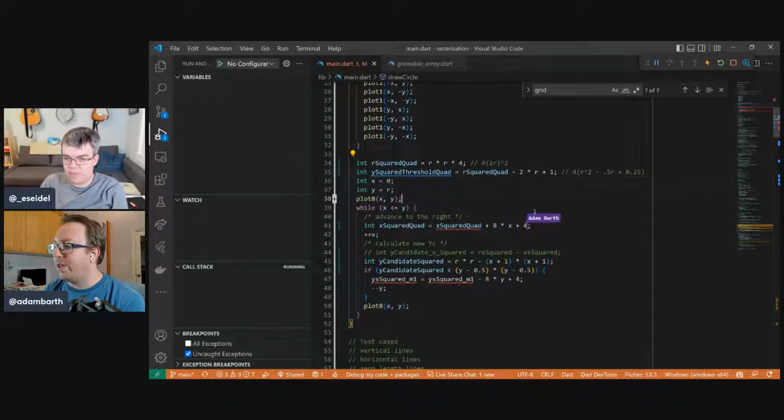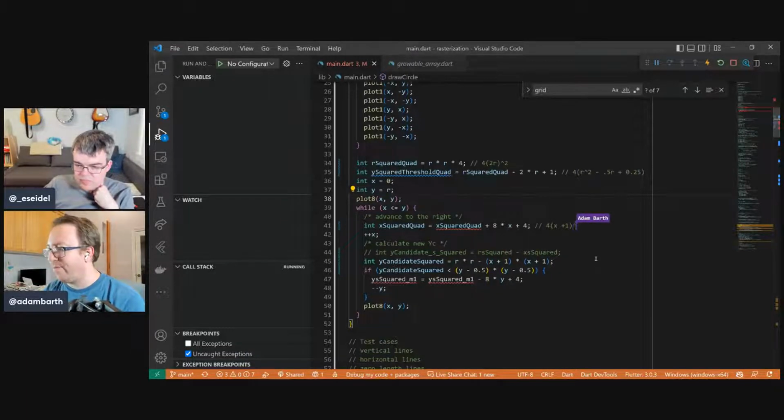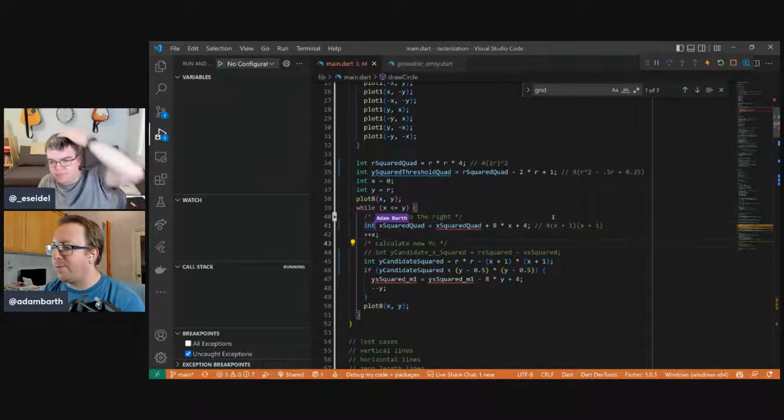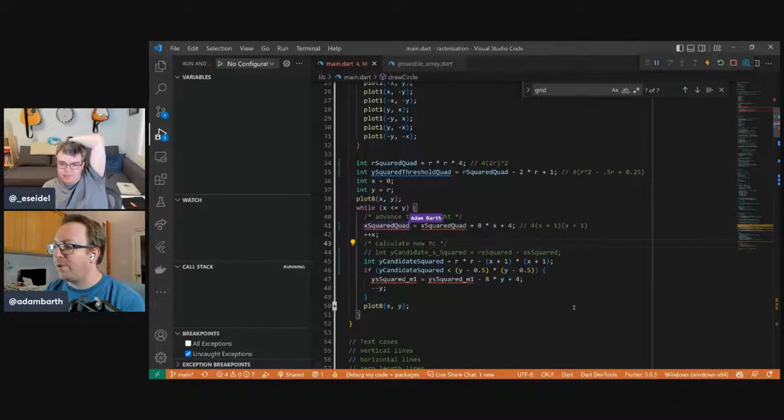Right. So this is 4 times x plus 1 squared, right? It's just 4 times. Yeah. I mean, but you can also just write it this way, right? X plus 1. Okay. Why does it matter? Oh, this is not supposed to be an int. This is 0.